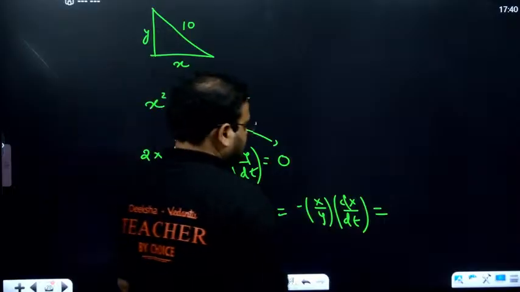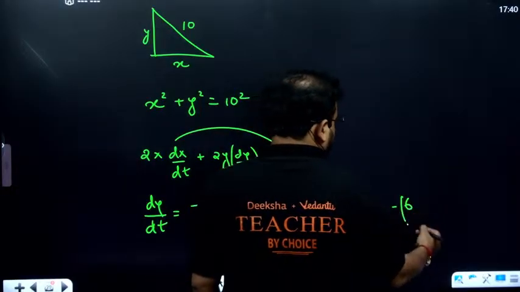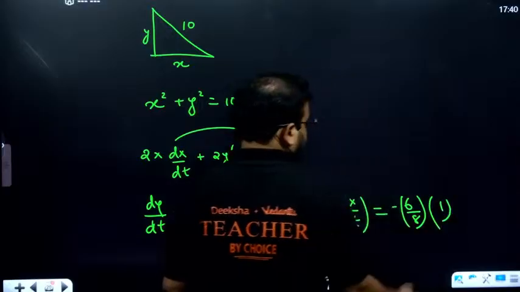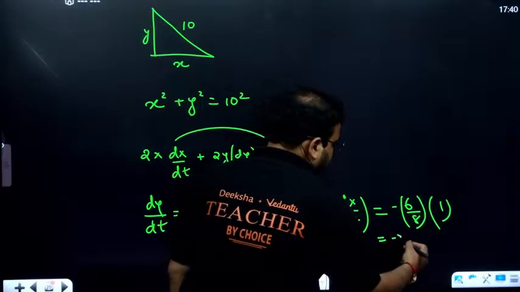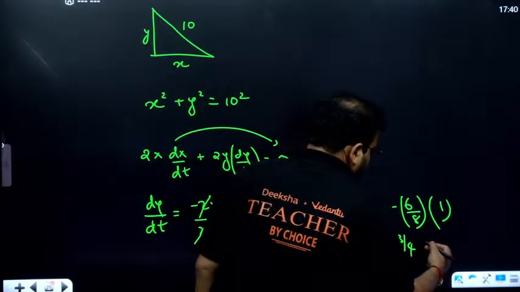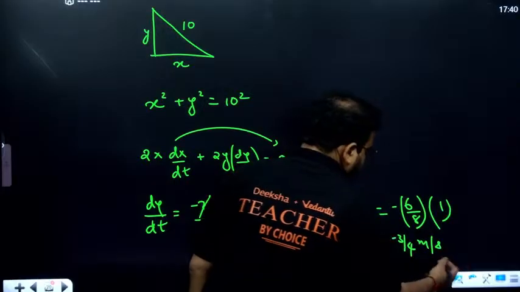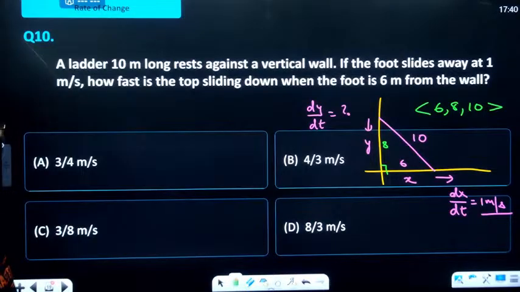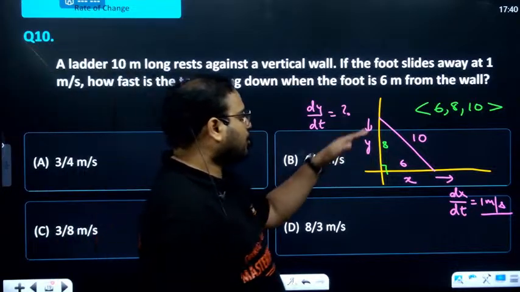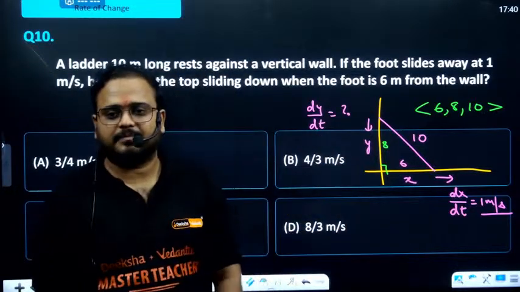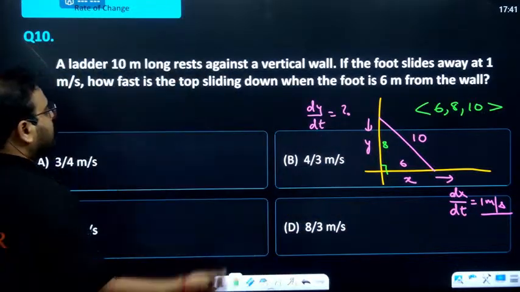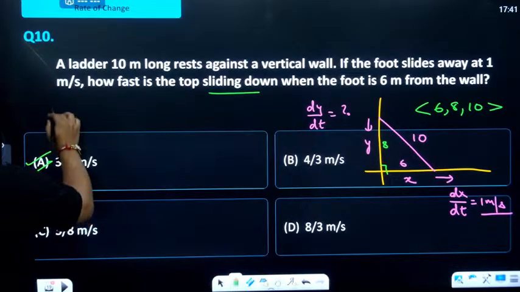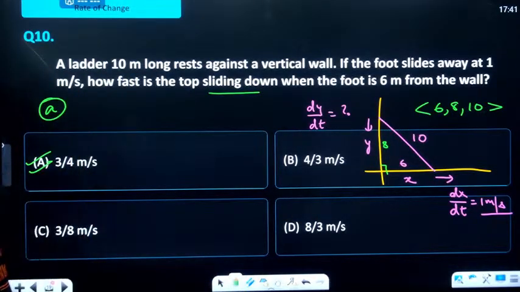X was 6, y was 8, and this value was given as 1. That becomes minus 3 by 4 meter per second. As you can see, as I told you, since it is reducing, it is going to be negative. They've already mentioned over here sliding down, so of course, we don't have to check the sign. Just 3 by 4 is sufficient.